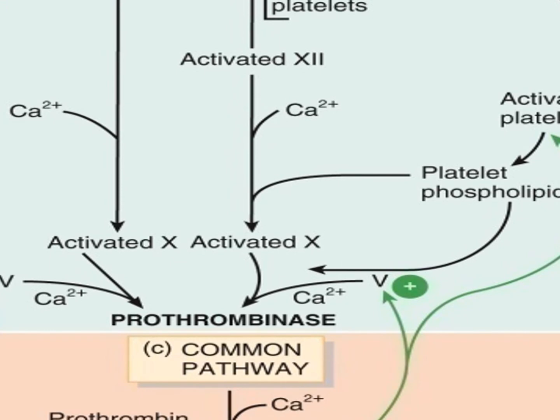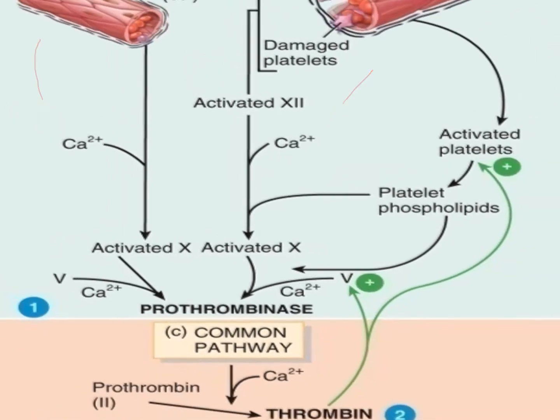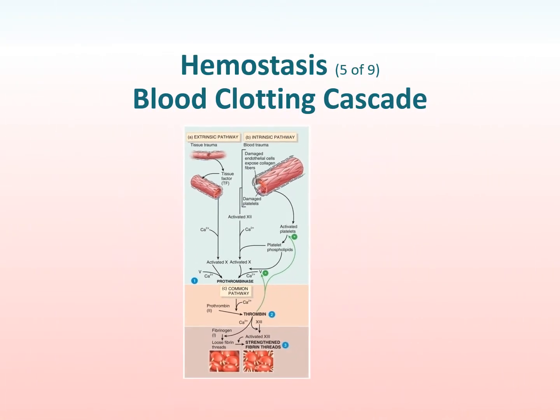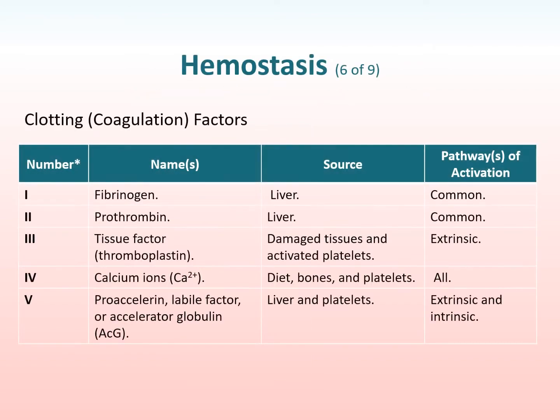Man, oh man, you notice calcium is all over the place. Every place you look, calcium is involved. Somehow or another, we know that number 1 is fibrinogen, number 2 is prothrombin, number 3 is tissue factor, also called thromboplastin, number 4 is calcium. And then after that, it doesn't get so happy. It gets a little bit more difficult.